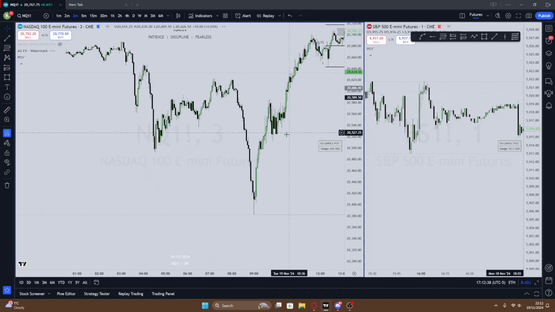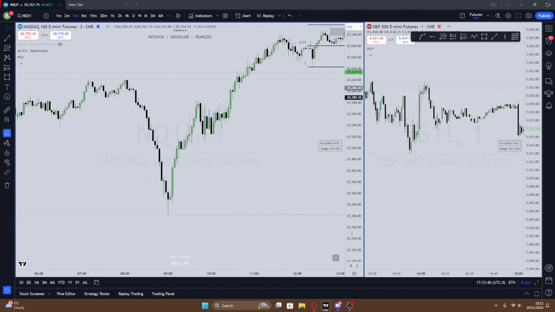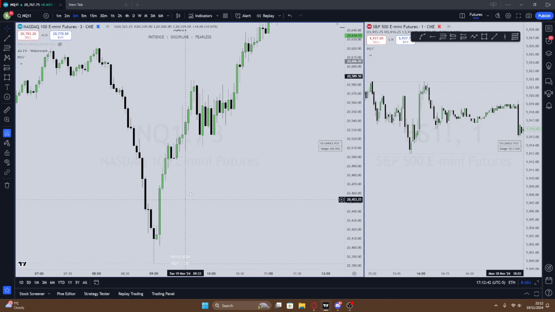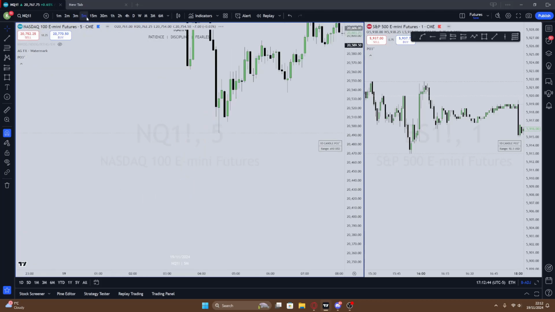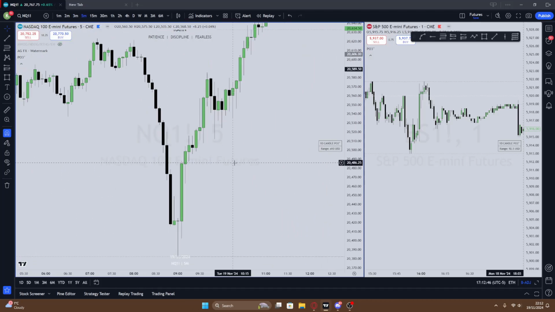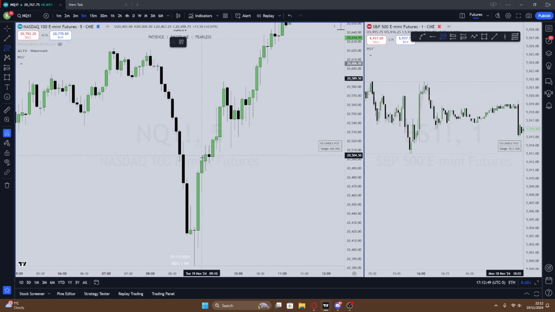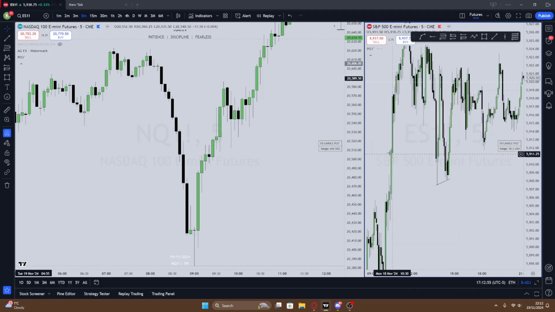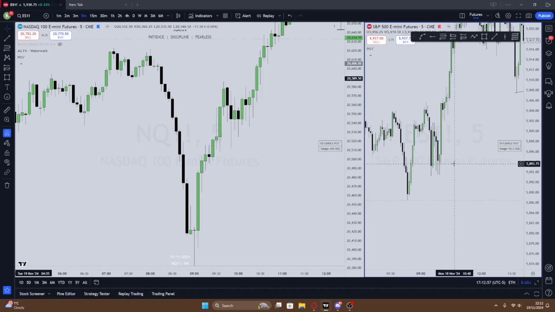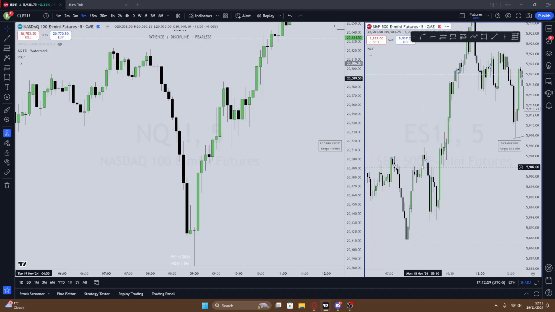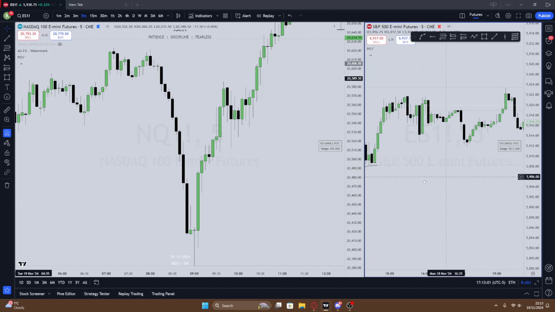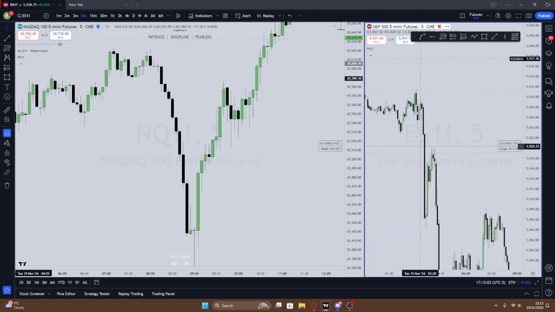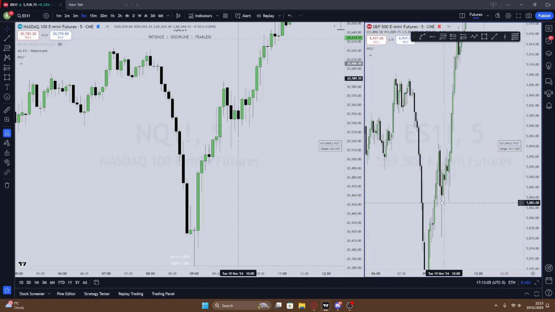On AM session, we kind of just chopped. We didn't really get any clean moves higher. Actually, technically we did, but yeah. From here, 5 minute. So we made a low on ES. Let me find it. This is like the only possible trade that I saw. That's Monday. I'm looking at the wrong thing. Over here.